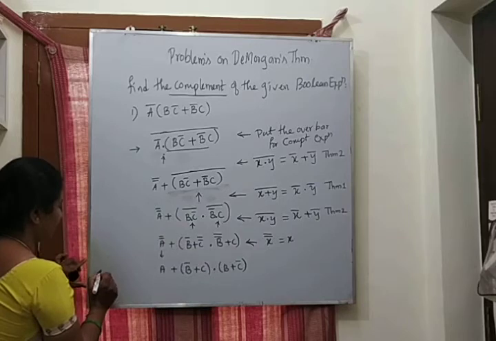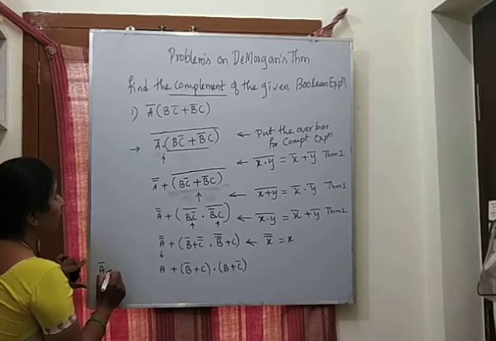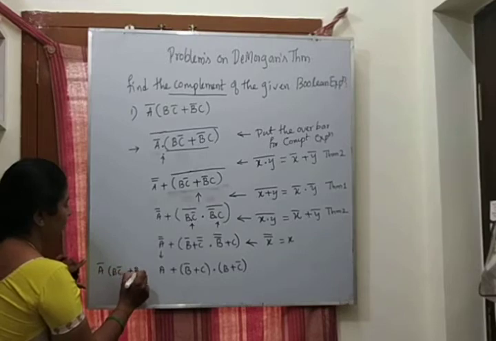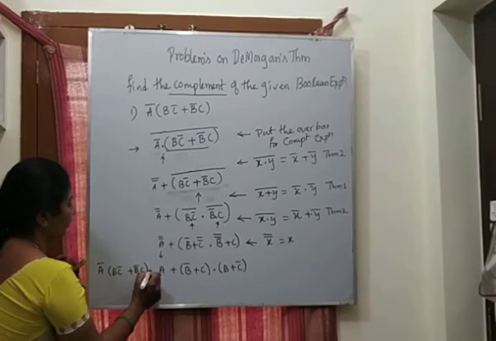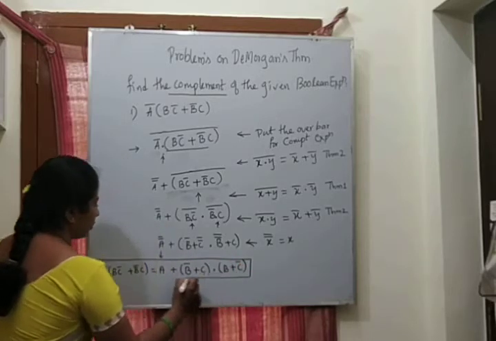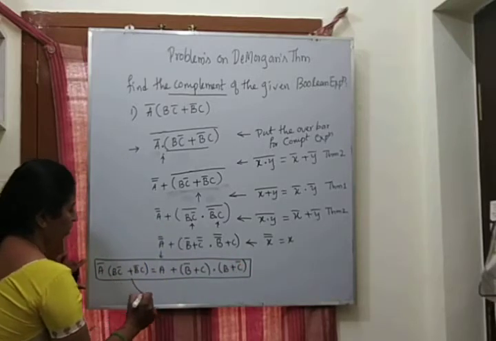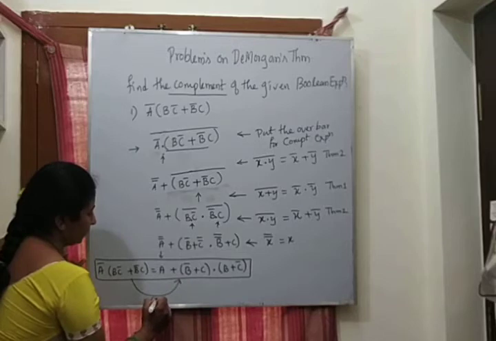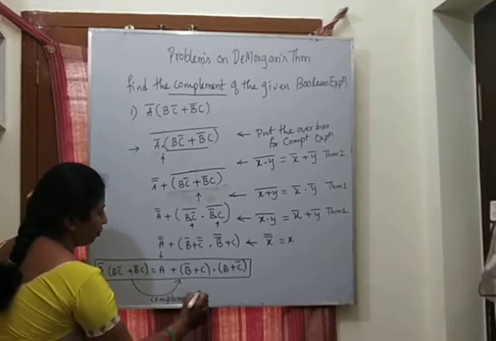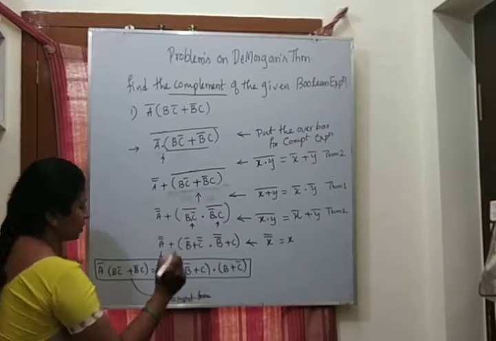The given expression is A bar into B C bar plus B bar C. Complementation is this one. This is the complement form of the given expression.